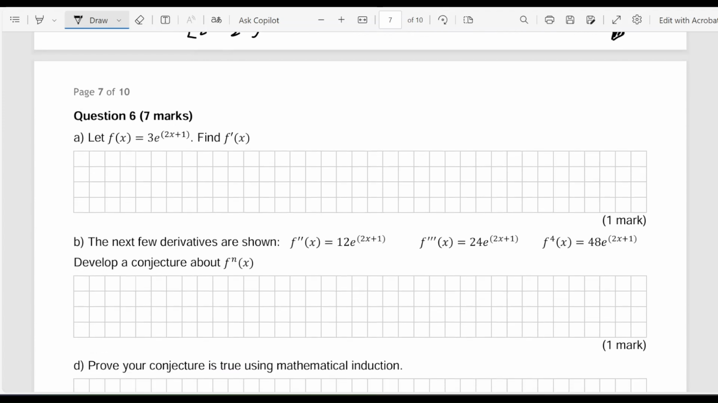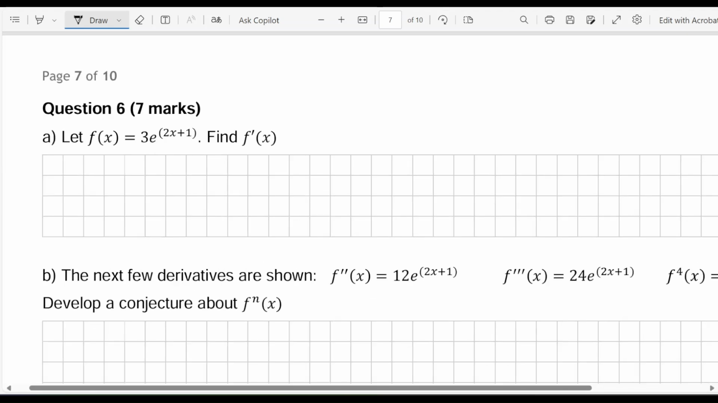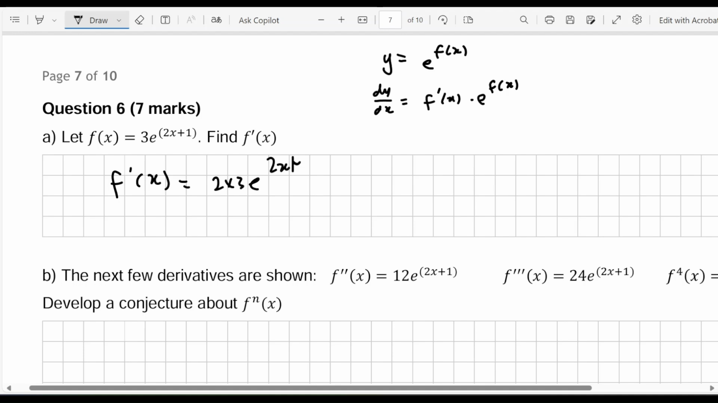All right, we have a calculus induction, very fun. So just a reminder of our rules for differentiating exponentials. If y was e to the power of a function, dy dx is going to be the derivative of that function times e to the power of that function. This is the chain rule. So f dash of x is going to be the derivative of that stuff, so 2, like that, which is 6e to the 2x plus 1.